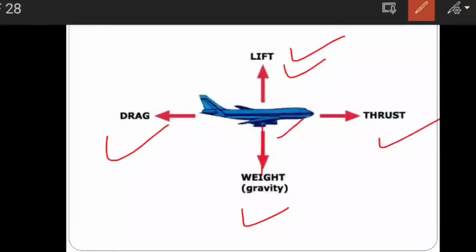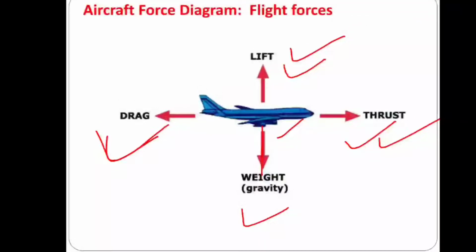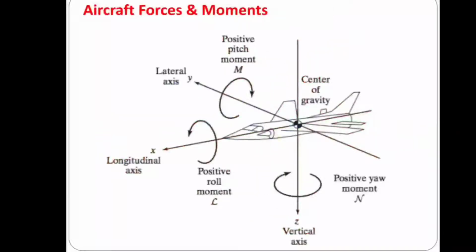Weight is because the aircraft is pulled in the downward direction by the gravity of the earth. Thrust is produced by the engine of the aircraft, and drag is produced because of the profile of the aircraft. So these are very basic things that everyone is already aware of. I showed this slide because I found that a few of the students don't know what the force diagram across the aircraft is.